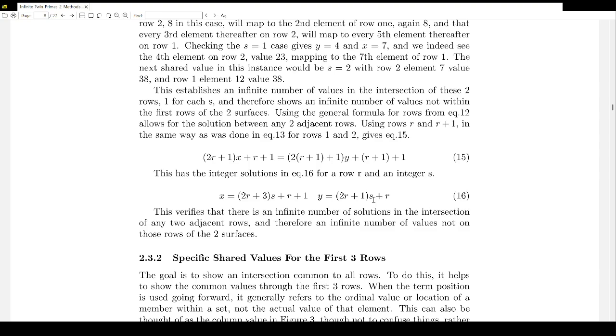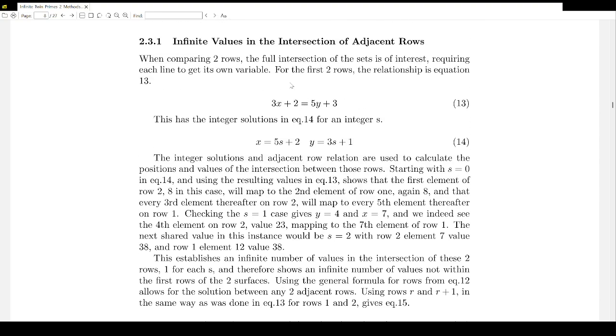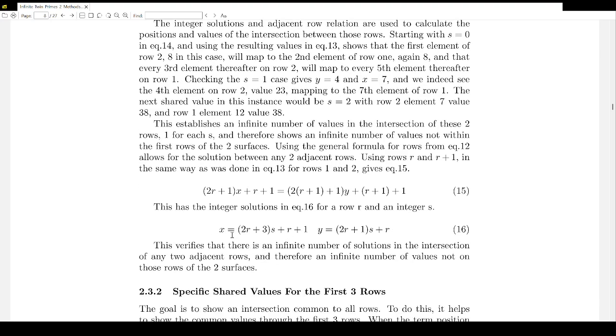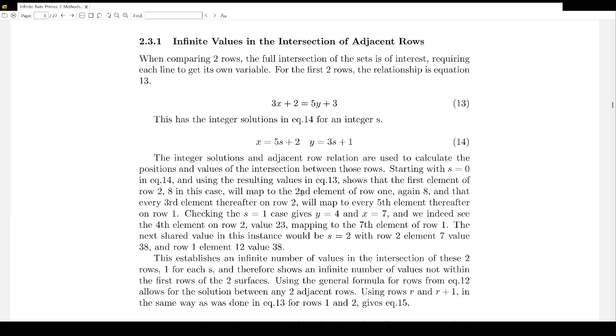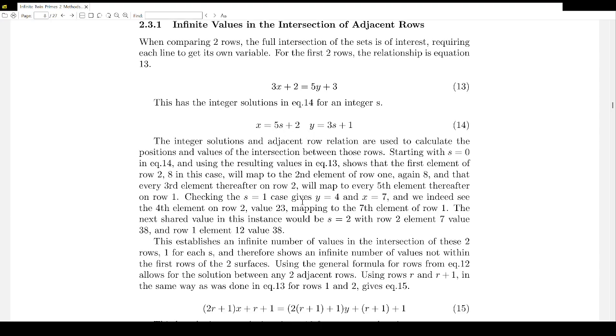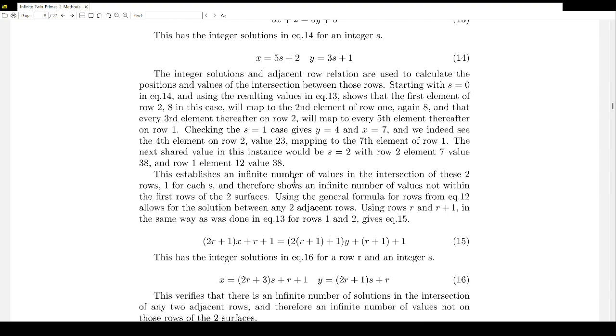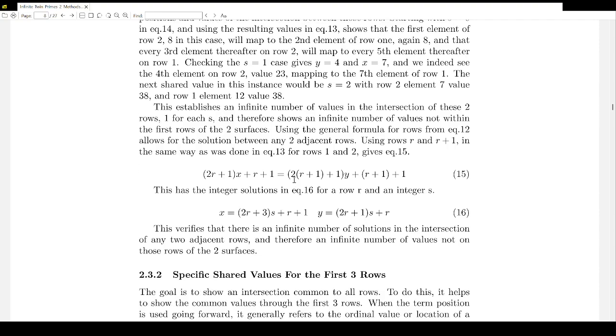And then you'd get your generating solution for s, and then you can start plugging in your s's and generating all those x and y values according to this. With your row and your s's plugged in, you'd start generating your x and y values, and those would be values that are on both of those two rows, over and over, infinite of them. All right, great.